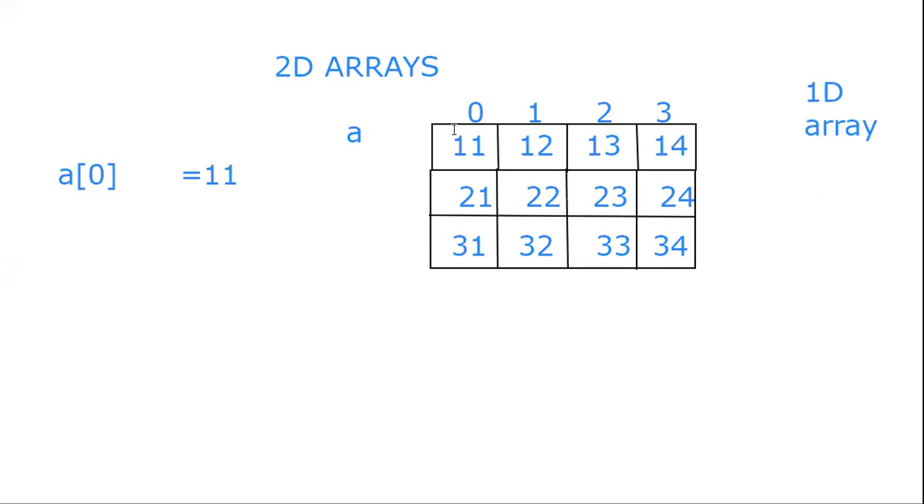So now when we say 11, it is nothing but first row, first column. So if we just have 11, 12, 13, 14, it is a one dimensional array. Now when we have both rows and columns, there are two dimensions. That means one of the dimensions is row, another dimension is column. So that is why this is called a two-dimension array.